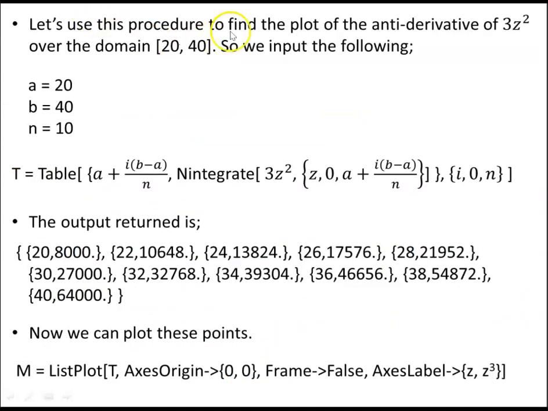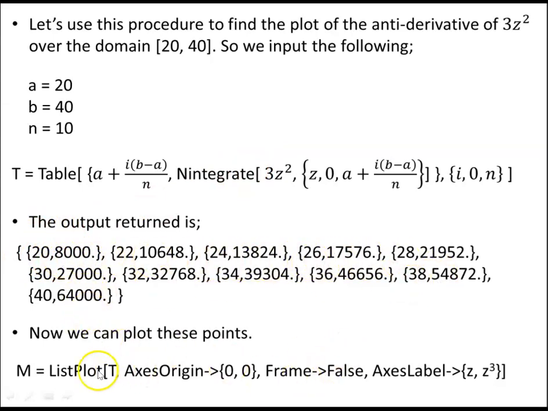Now let's use this procedure to find the plot of the antiderivative of 3z squared over the domain 20 to 40. z goes from 20 to 40. Input the following: a is 20, the lower limit; b is 40, the upper limit; n equals 10, so we only need 10 points here. Write out our table, t equals table, and then write out exactly this form here. Again, make sure the 0 goes here. Perhaps notice that 3z squared and its antiderivative z cubed are defined at 0. Perhaps that's the reason. I'm not exactly sure what role this plays. If you don't have a 0 there, it causes you problems. Anyway, the output that's returned is these ordered pairs here.